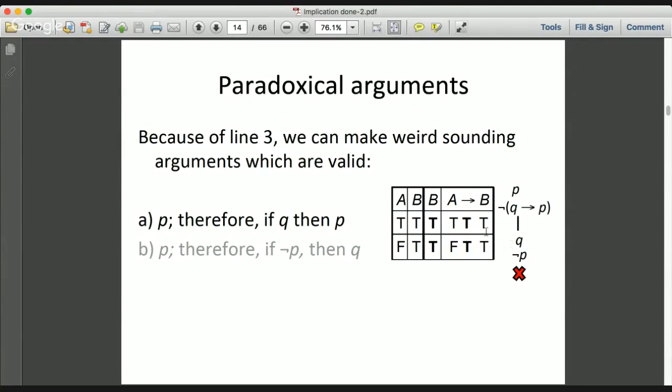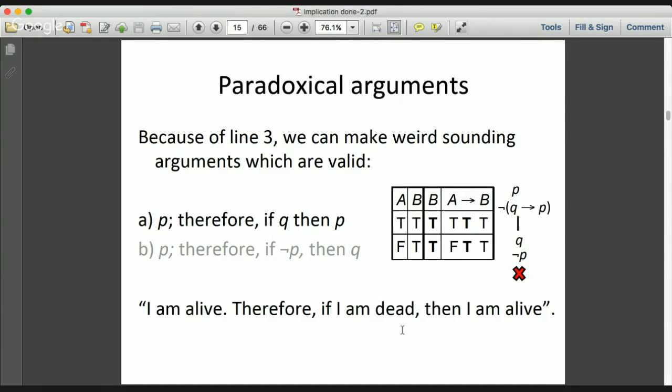Or, sorry, that's not right. Here's the tree that closes, and here's the 2 rows of the truth table that correspond to this branch. Anyway, the argument's valid. If P, therefore if Q, then P. But that's just like this: I am alive, therefore if I'm dead, then I'm alive. Right? That's an argument which is valid.